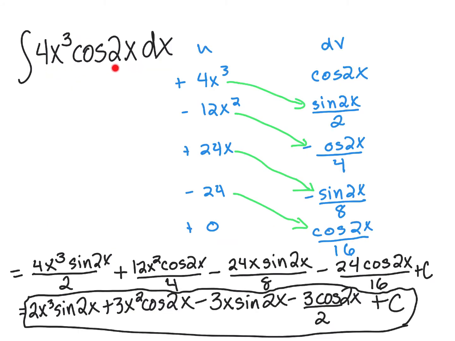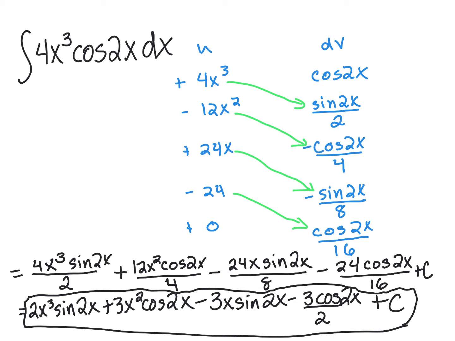So on this page, we took this integral. I used 4x cubed as my u. Cosine of 2x dx was my dv. I'm going to take my u with a plus sign and take derivatives of this until I get to 0, alternating the signs. It's important that you remember this because it was minus the integral of v du, so you have alternating signs. The dv, I'm going to integrate that, integrate that, integrate that.